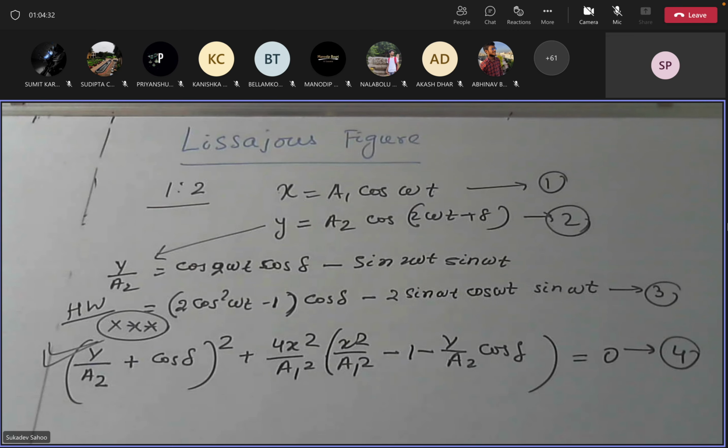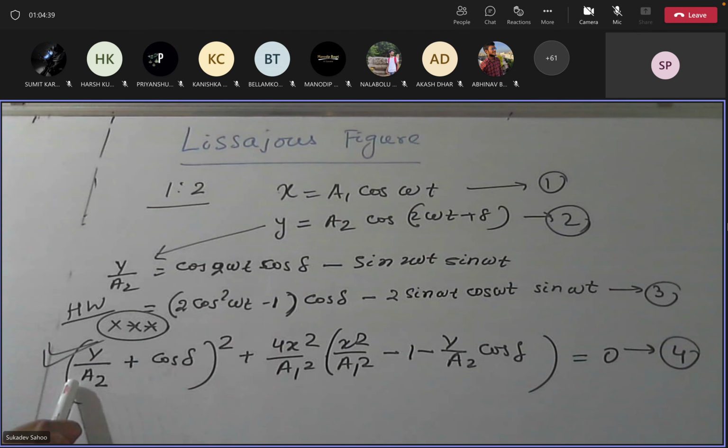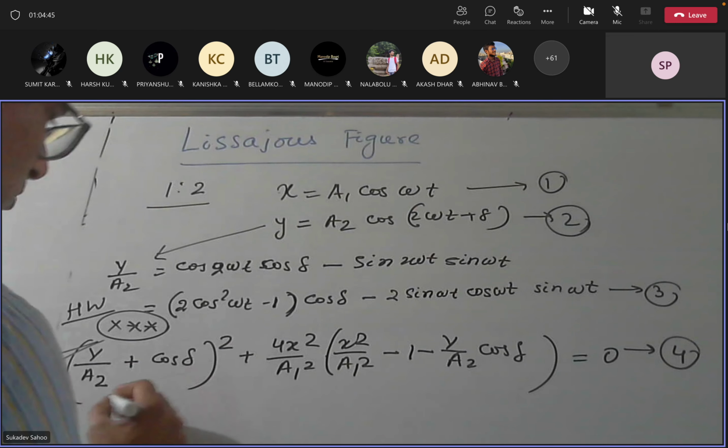Sir, can you repeat the equation, because the left part is not visible on the board? This one: y by a2. This term again only.